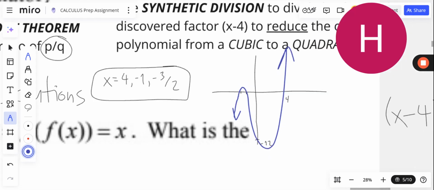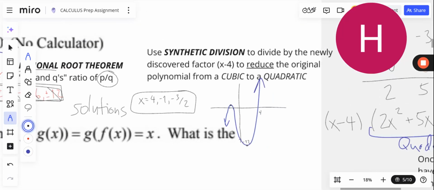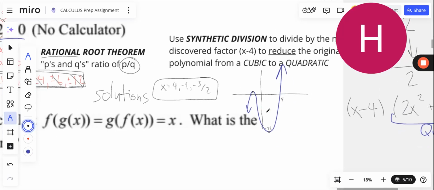Now, if you're in a calculus class, you will find out exactly where these highest points are located and exactly how high or how low they go. But since we're not in calculus yet, this is just to prepare you for calculus. That's a decent sketch of what it would look like.